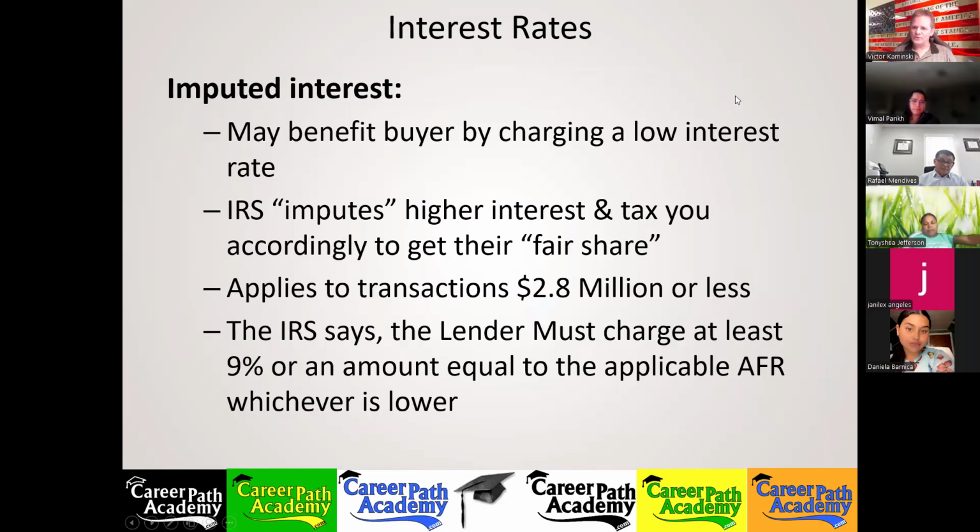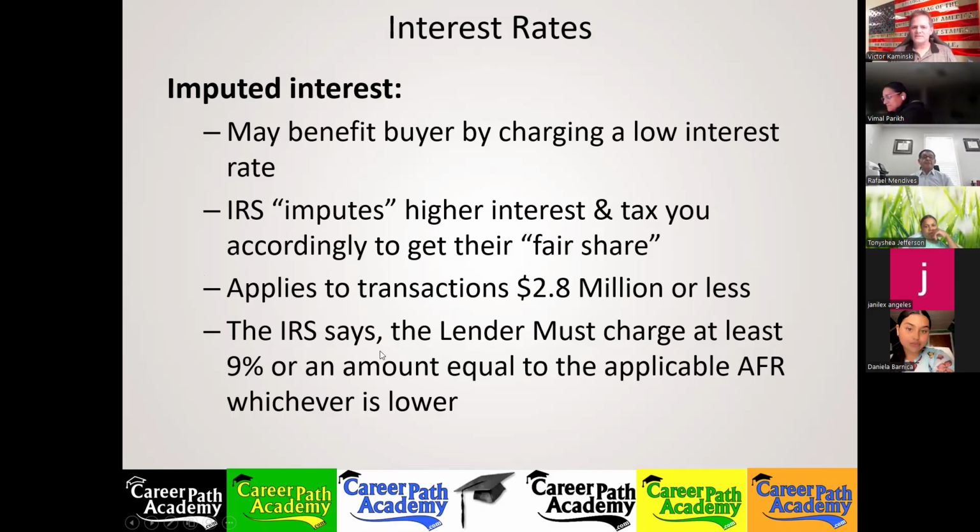So, imputed interest. Okay, so we learned about usury. You cannot charge an illegally high rate of interest if you're a private lender. But if you're a private lender and you charge too low an interest, the IRS can step in, impute their higher interest rate, and tax you accordingly so they get their fair share. Damn IRS again. Another reason to abolish that agency. But check this out. They're not going after rich people. This only applies to transactions of $2.8 million or less.